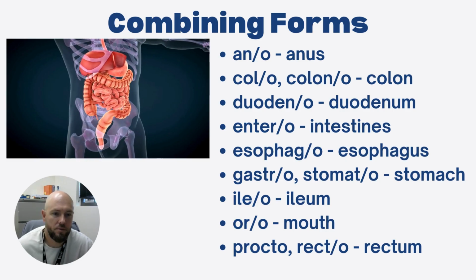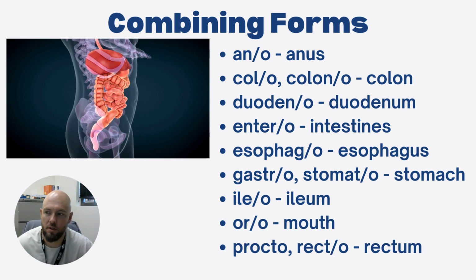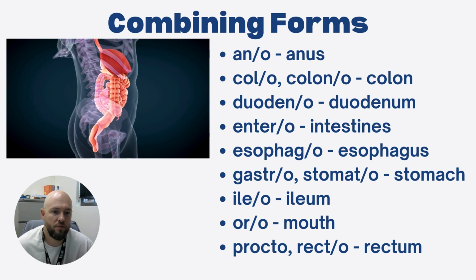Some of the combining forms you'll need to know, definitely not all of them, so look through the book. There's a lot more. Ano is referring to anus.